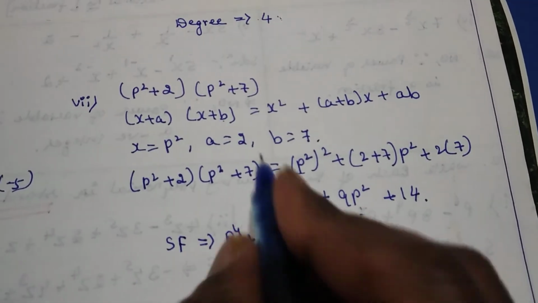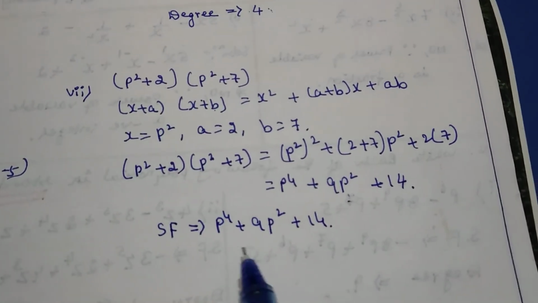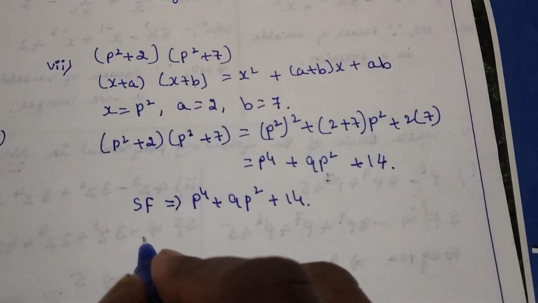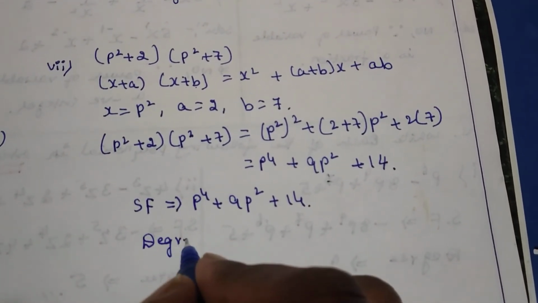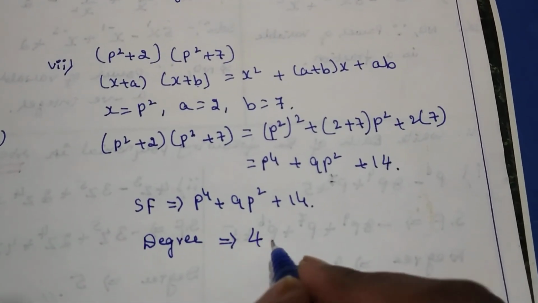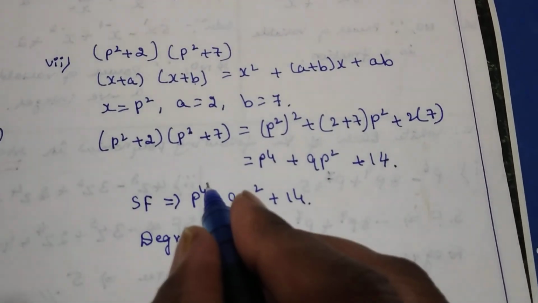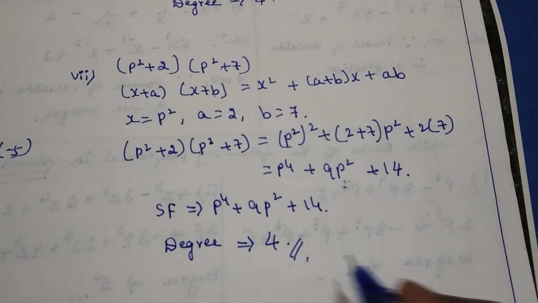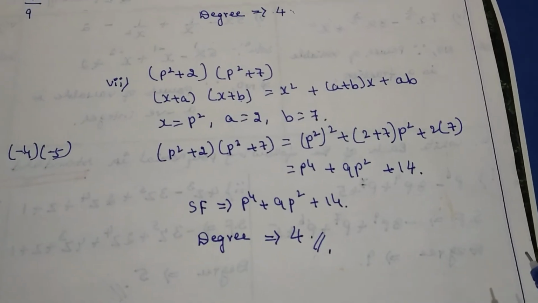First, you need to simplify these, children. Bring them into the form of an expression. Then you'll write its degree. Degree is nothing but the highest power, which is 4. Therefore, 4. Don't write p to the power of 4; only the power of the variable you should write. Okay, so this completes the seventh question. Now we'll move to the eighth question, children.